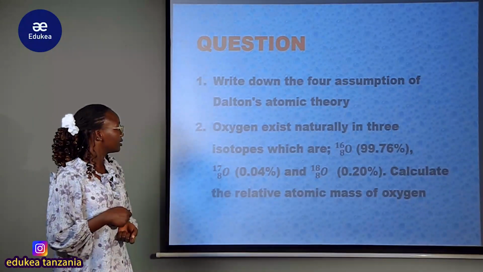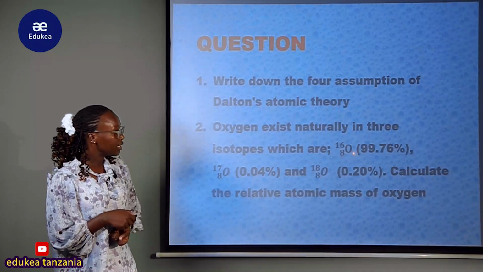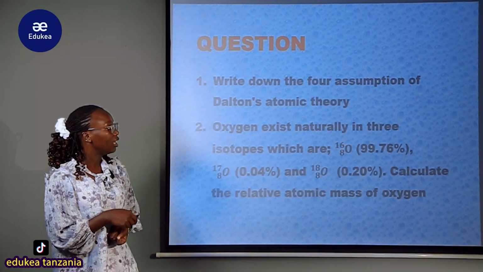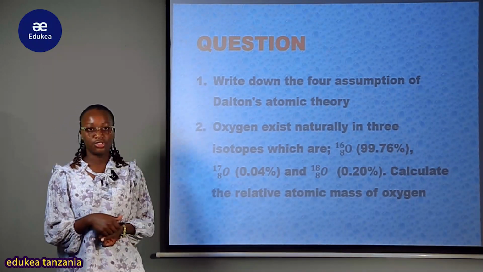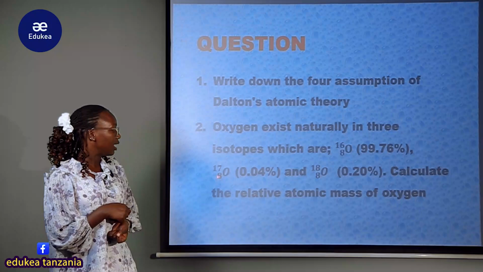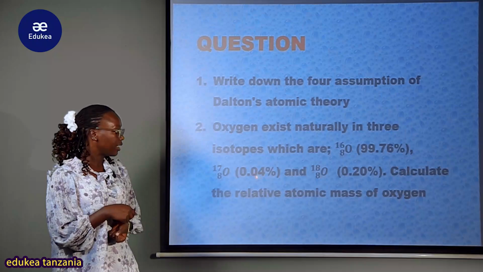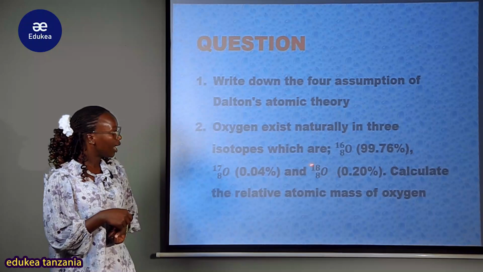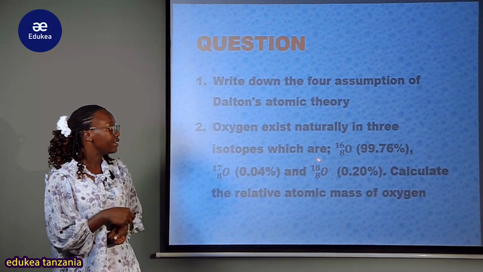Okay, the second question is that oxygen exists naturally in 3 isotopes. The first is oxygen with subscript 8 but superscript 16, with a percentage abundance of 99.76%. The second isotope is oxygen with subscript 8 but superscript 17, and their percentage abundance is 0.04. And the third isotope is oxygen with subscript 8 but superscript 18.